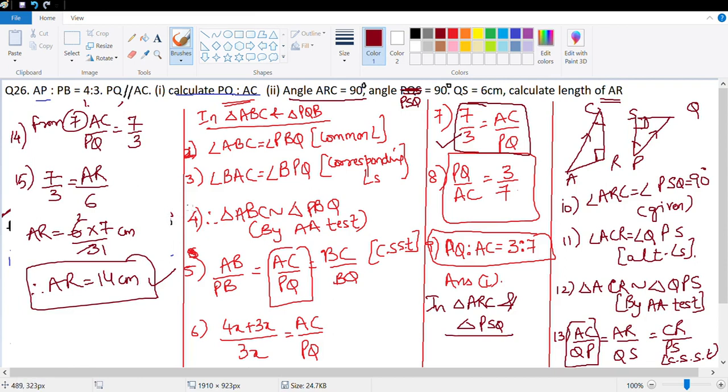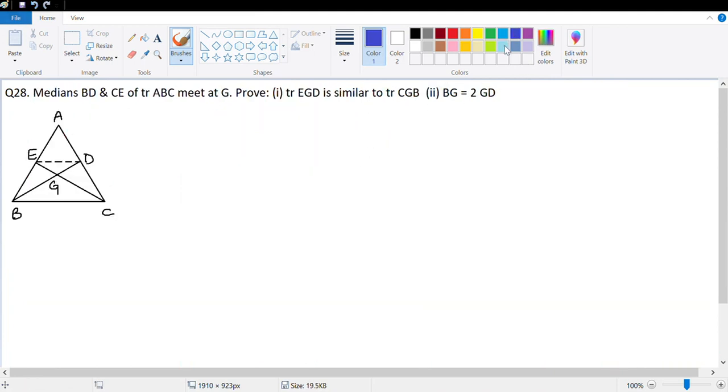Wonderful. Let's look at the last question of this exercise that I'll solve with you. The last question of this exercise is question number 28. It says medians BD and CE, which means AD and CD are equal, dividing it into two equal parts. And CE, which means AE and BE are equal, dividing it into two equal parts.